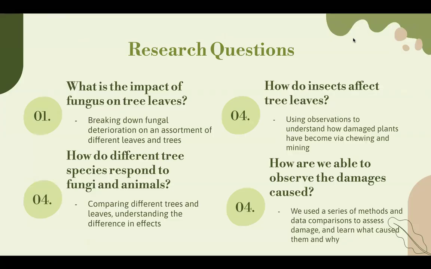How different tree species respond to different fungi and animals. Different leaves were affected differently by different kinds of fungus, and even the same kinds of fungus didn't always correspond the same. So we compared and contrasted the results on the different leaves, and how we were able to observe the damages. We used a few different methods to collect data and observe what kind of damage was done, how it was done, and we used that to record and figure out what's going on.